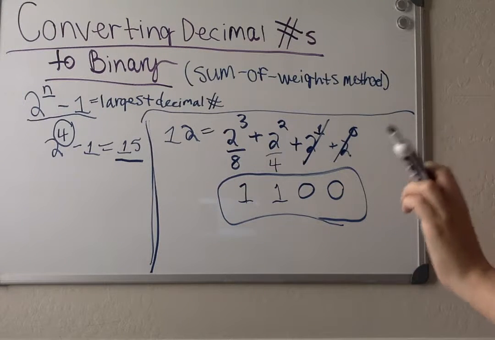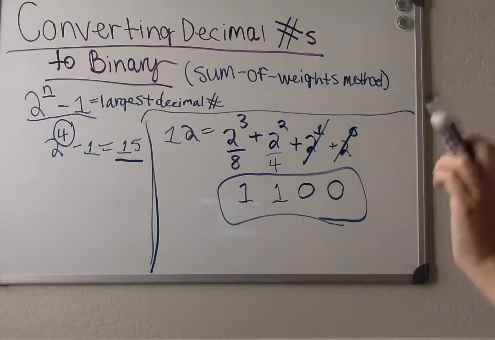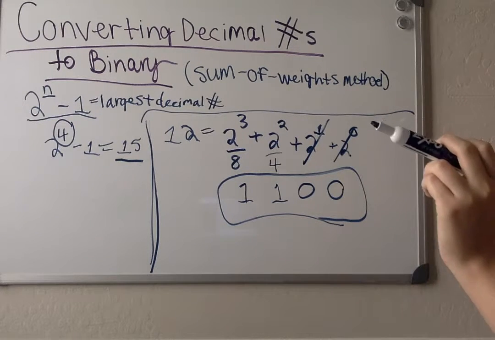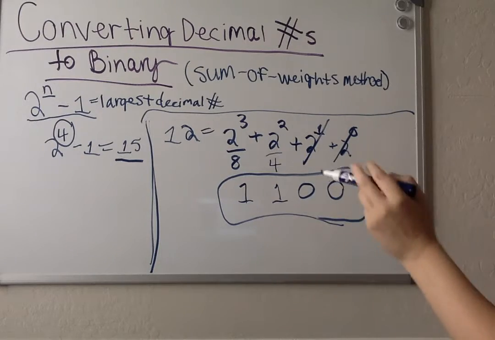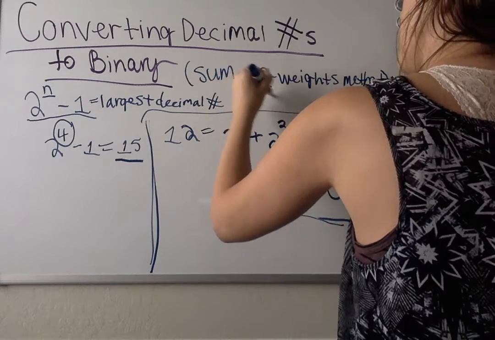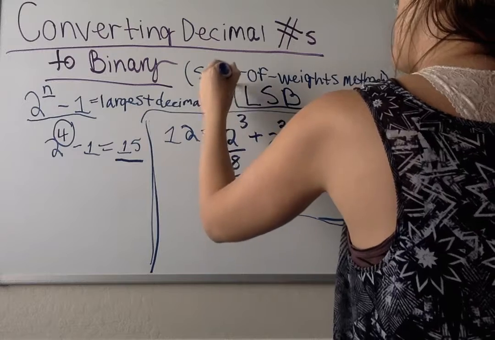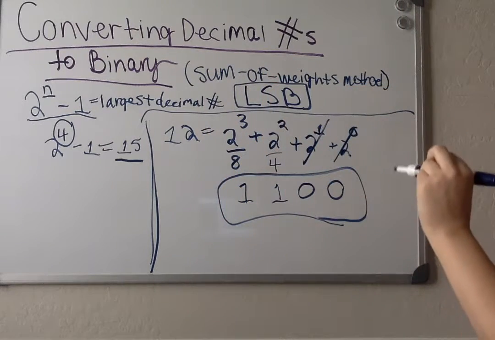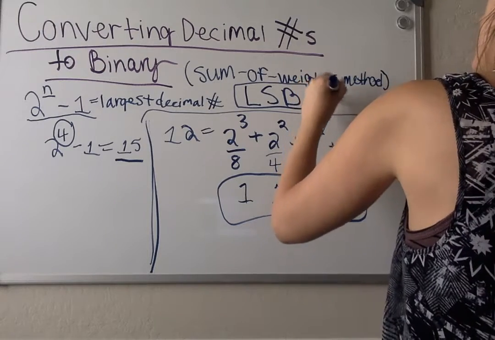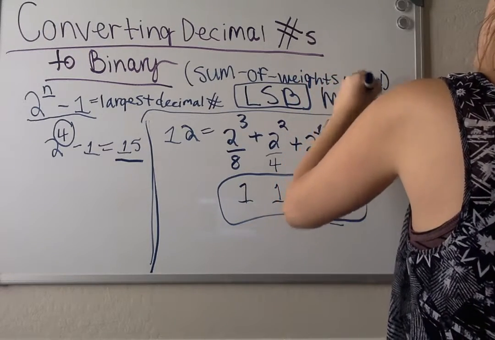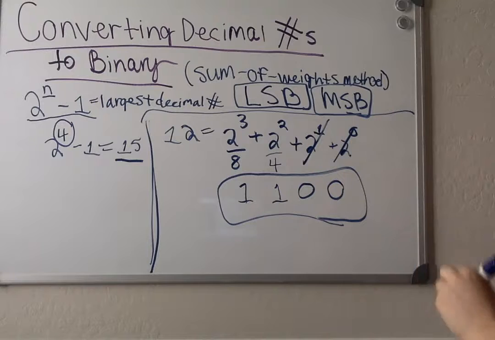And you should always still remember that the least significant bit starts at the right. It's 2 to the 0. So 2 to the 0 is going to be your least significant bit, which is also called LSB. And then the leftmost bit is going to be your most significant bit, MSB. This is very important later on.